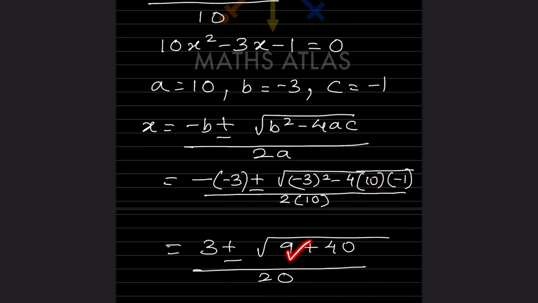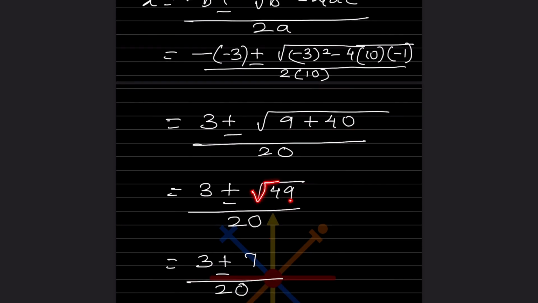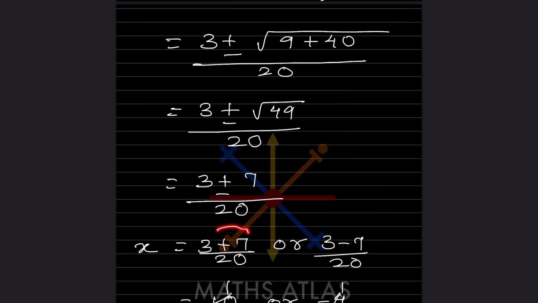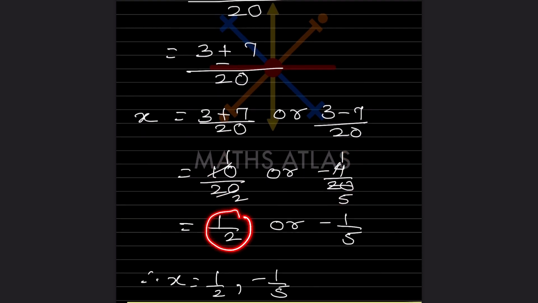Minus 3 square, that is 9. Minus minus becomes plus. This is going to be 40. So 40 plus 9, that will be 49. So now you know root of 49 is a perfect square, 7. So 3 plus or minus 7 by 20. Once you take plus 7 by 20, and once you take minus 7 by 20. So this is going to be 10 by 20, and this is going to be minus 4 by 20. So 10 ones are, 10 twos are, 4 ones are, 4 fives are. So this is going to be 1 by 2, or this is going to be minus 1 by 5. So the value of x is 1 by 2, or minus 1 by 5, these are the roots given.